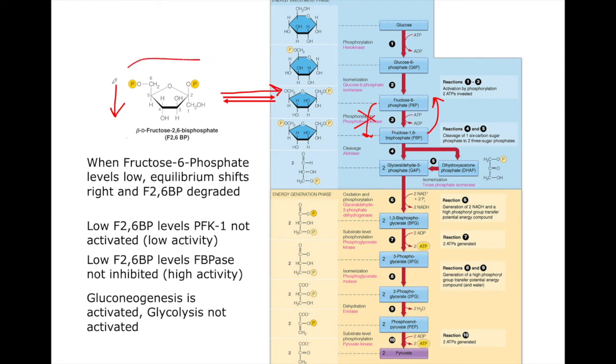So the levels of this molecule right here really determine whether glycolysis is going to be our major pathway or gluconeogenesis is the major pathway. So be sure to take some time and go over this a few times. I know it'll take a few times to really make it clear, but understand how the levels of this molecule control glycolysis and gluconeogenesis by controlling those two key enzymes.